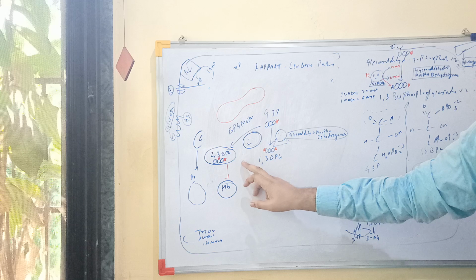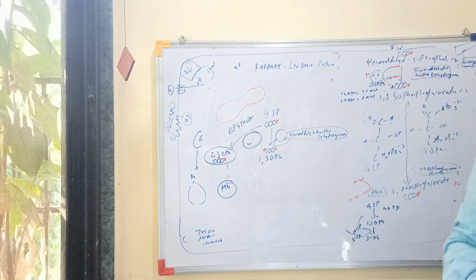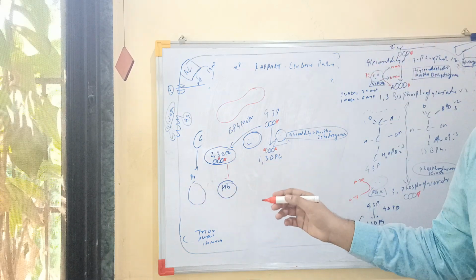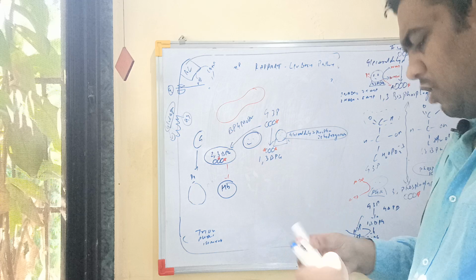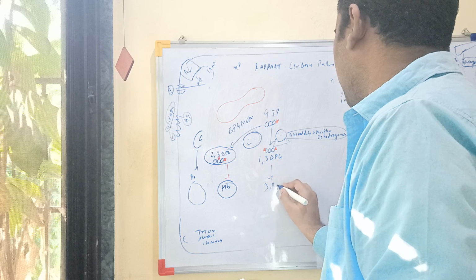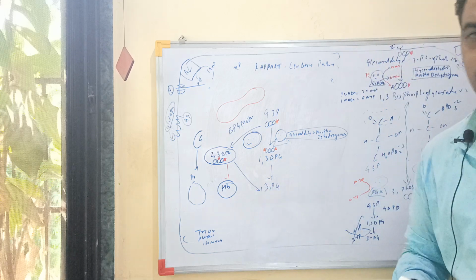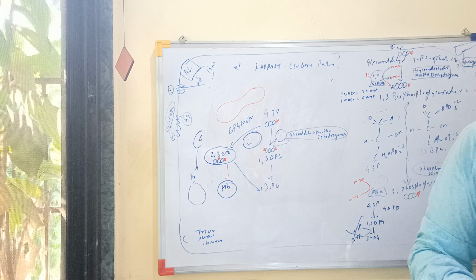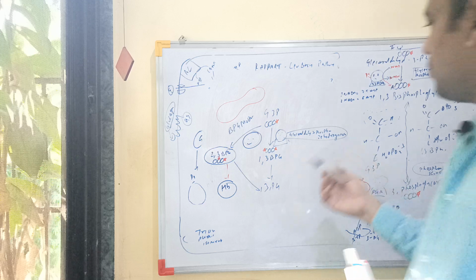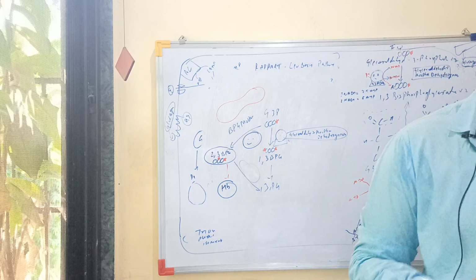So this is called the Rapoport-Luebering pathway. And this 2,3-bisphosphoglycerate can of course escape. What is the reaction after this? After 1,3-bisphosphoglycerate, what is next? 3-phosphoglycerate. So after this 2,3-bisphosphoglycerate, it can convert into 3-phosphoglycerate. And here the enzyme is... We can talk about this enzyme later because it's not a very important enzyme.